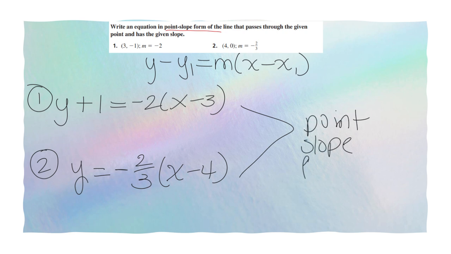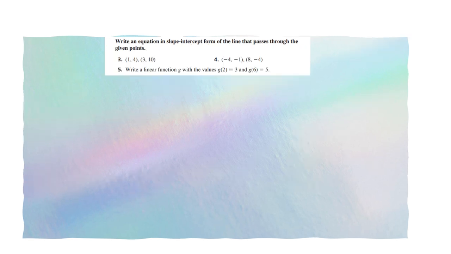form, okay? It's very important that we know the difference on the test on Thursday. Slope intercept form and point slope form. If it's asking you point slope form, you write it in point slope form. If it's asking you to write it in slope intercept form, you need to write it in slope intercept form. In this slide, we're going to write the equation in slope intercept form of the line that passes through a given point. So we're given points.